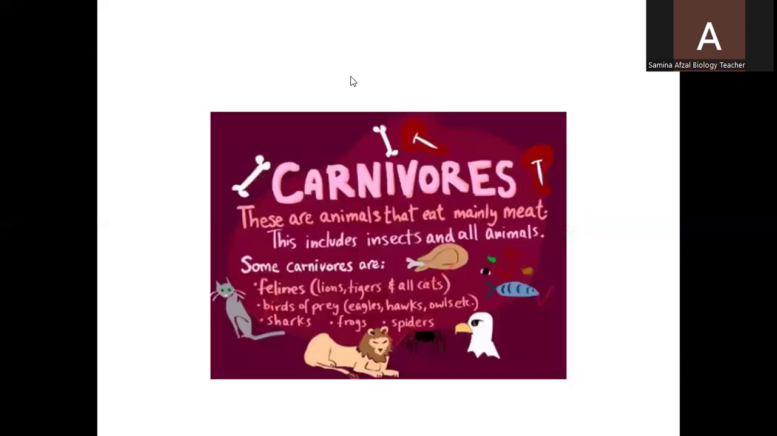Now the next, carnivores. Carnivores are those types of consumers which depend on herbivores. They eat the herbivores, or you can say the meat eating animals are called carnivores. So they only eat meat. Different examples of them are cats, tigers, eagles, hawks, owls, sharks, spiders, etc. In this way, these are examples of different carnivores, which are the meat eaters.